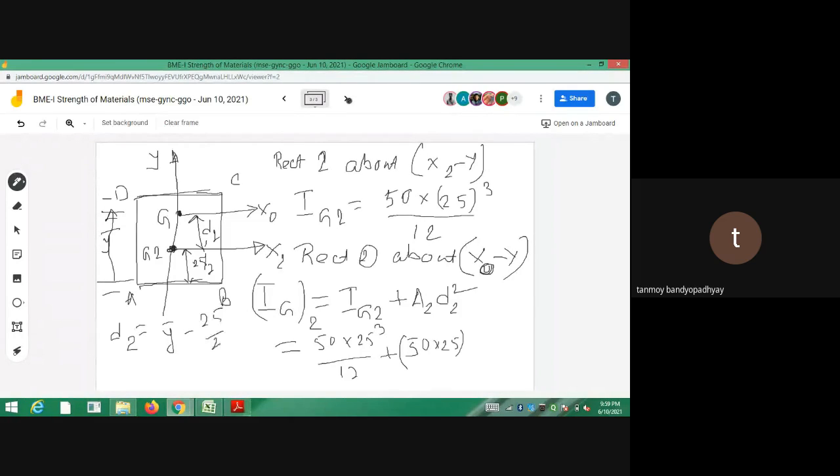So you put the value. The y bar you have got is 22.7, minus 12.5. From here you can calculate d2. It will come out to be something like 10.17 millimeter. You put this value, 10.17 whole square, and you will get the value of IG2. I'm not writing that one; it's irrelevant because you can do the calculations on your own.